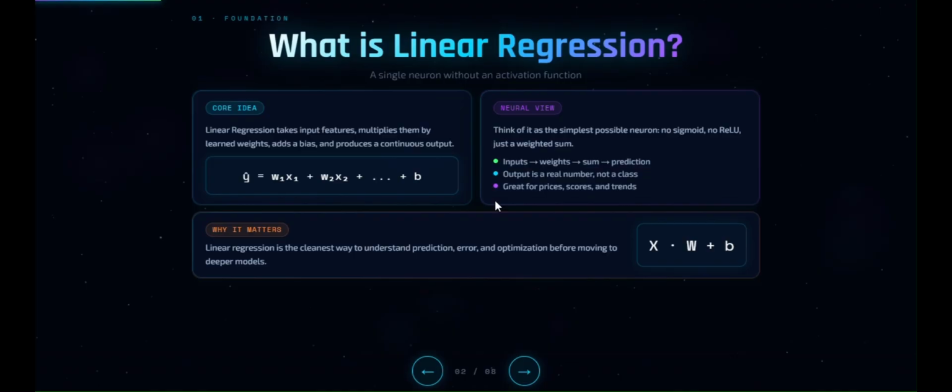Unlike classification models, the output here is a real number. That's why linear regression is commonly used for price prediction, score estimation, trend forecasting, and continuous value prediction. And most importantly, it helps us understand the core mechanics of machine learning before moving to deep neural networks.